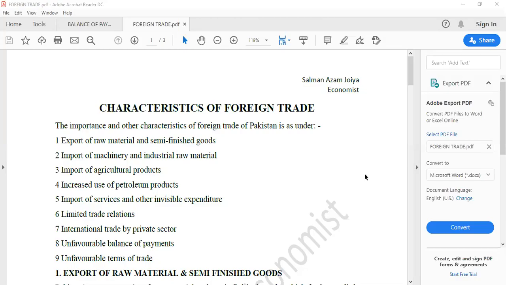We are going to discuss characteristics of foreign trade. We will also discuss what are the major exports and imports of Pakistan. Along with it, we will discuss how we can improve the structure of foreign trade in Pakistan.